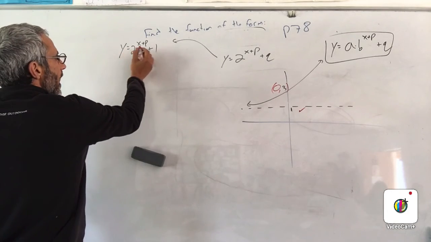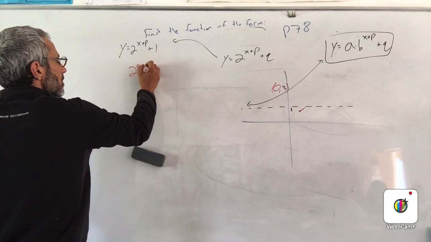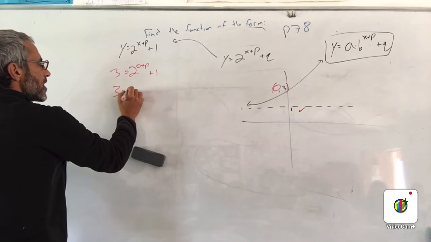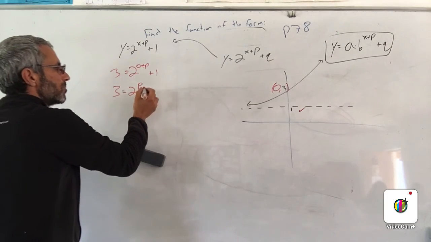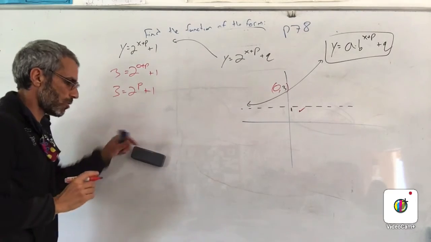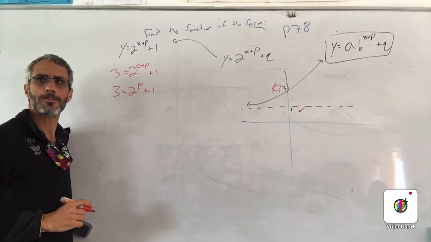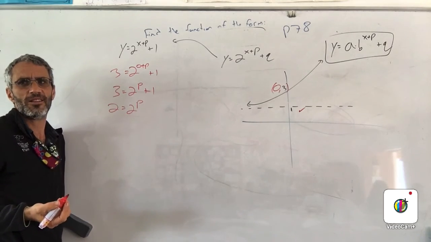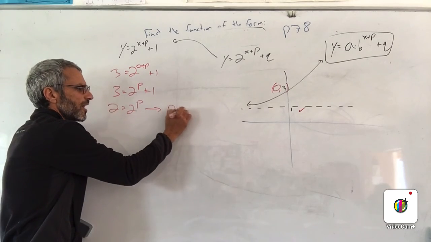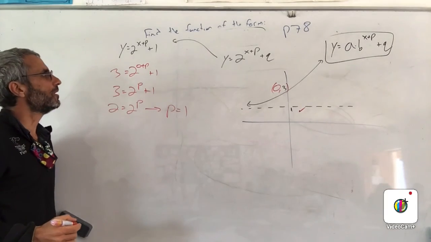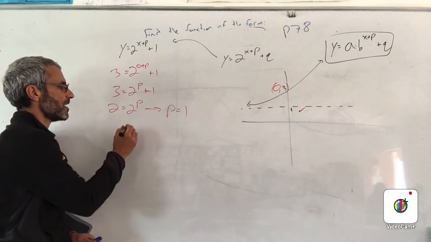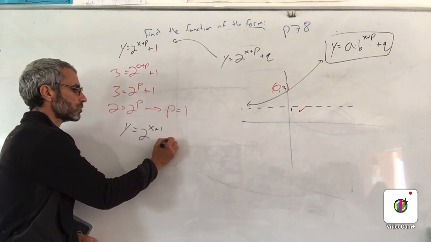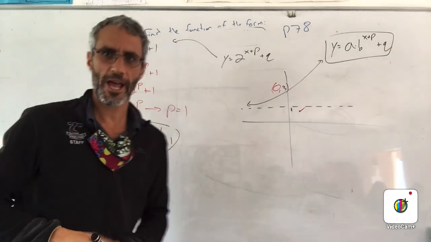So when x is 0, y is 3. I'll rewrite again: 3 equal 2 to the power of p, because 0 plus p is p, plus 1. What should we do now? Take 1. 2 equal 2 to the power of p, which really means p equal 1. We don't even need to do anything. P equals obviously 1. So the answer is very easily y equal 2 to the power x plus 1 plus 1. Done. Goodbye.